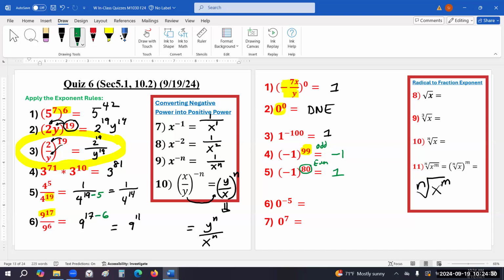Pressurely, the next one, 0 to the negative 5 power. Undefined, because 0 cannot take a 0 power or negative power. When you have a negative power, it's undefined. If you want to know why, it's actually because negative means it's 1 over 0 to the positive 5 power, which is 1 over 0. But we don't know how to divide by 0, so it's undefined.